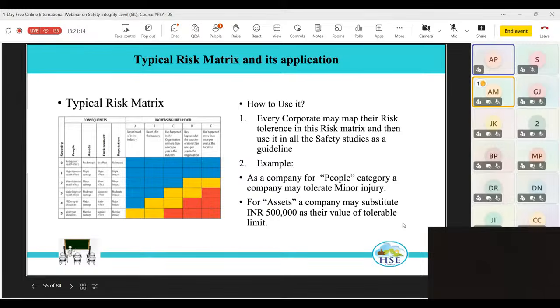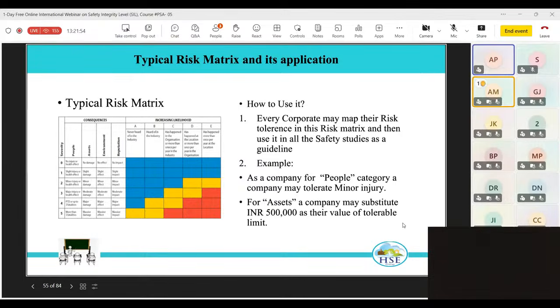What is going to be the likely risk receptor? Whether it is going to be some people, or some asset, or some kind of environment incident, or some kind of reputation consequence. In each case, a risk matrix gives you a method to calibrate, and once you calibrate it, then you can address it appropriately.